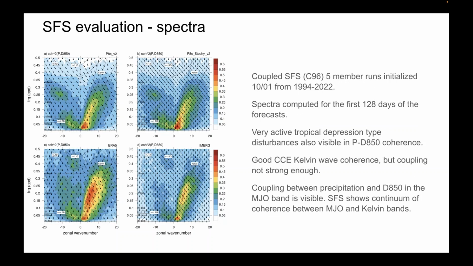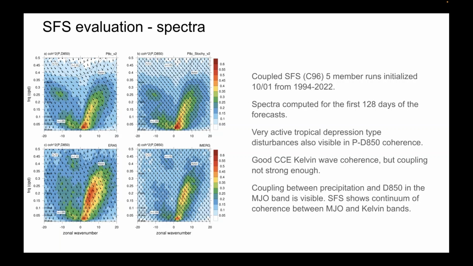For these same runs, we can look at, again, the coherent spectra between precipitation and low-level convergence. Again, you can see these tropical depression types popping out as being coupled between low-level convergence and precipitation. The coupling in the convectively coupled Kelvin wave band is also pretty strong, but not as strong as, for example, in ERA5.